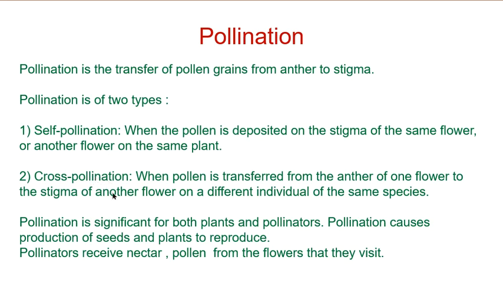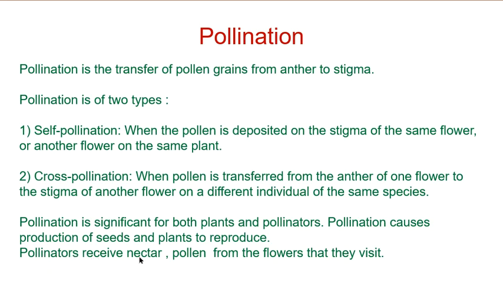Fine. Now, how is pollination important? Pollination is significant or important for both plants and pollinators. Pollinators, who are pollinators? The insects which are carrying the pollen grains from anther to stigma are pollinators. Pollination causes production of seeds and plants to reproduce. Fine, that is very obvious that when the anthers produce pollen grains, those pollen grains will stick to the stigma and only then will the seeds be produced as a result of fertilization.